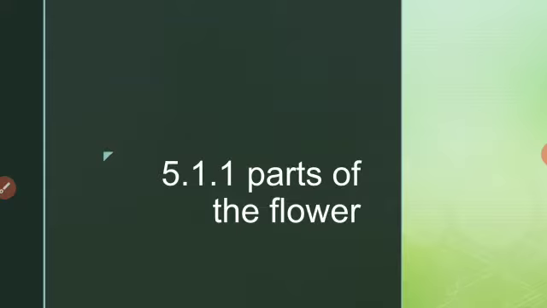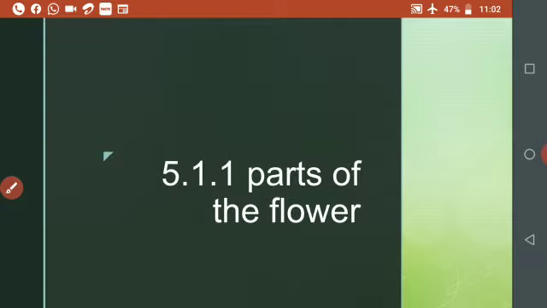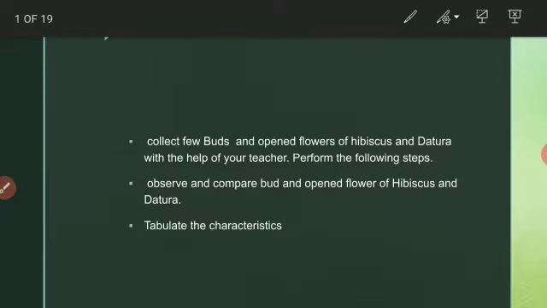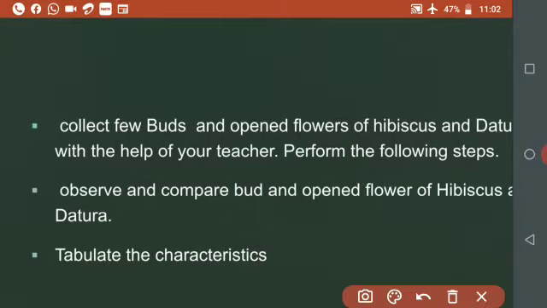Today we are going to discuss the parts of the flower. I already told you the parts of the flower: the female part of the flower, pistil, the male part of the flower, stamen, petals, sepals. Now I am going to discuss the parts of the flower. We'll take a few buds and opened flowers of hibiscus and datura with the help of the teacher. Observe and compare bud and opened flower of hibiscus and datura.